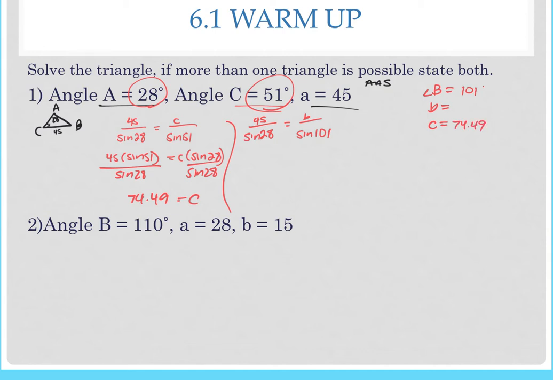And then I'm going to do the same thing with B. So B times the sine of 28 equals 45 times the sine of 101, and then divide both sides by sine of 28. So 45 sine of 101 divided by sine of 28. And B is 94.09. Questions on that one?